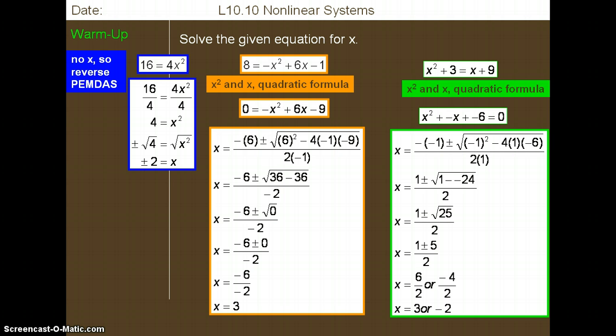Now if we were to go back to any of these equations, we could try either of the blue solutions in the original blue equation, and they both would come out to be 16 equals 16. We could try x equals 3 in the orange equation, and we would find out that 8 equals 8. And if we were to try either 3 or negative 2 in the green equation, we would find out that 12 equals 12 in one case. And in the other case, it would tell us that 7 equals 7.